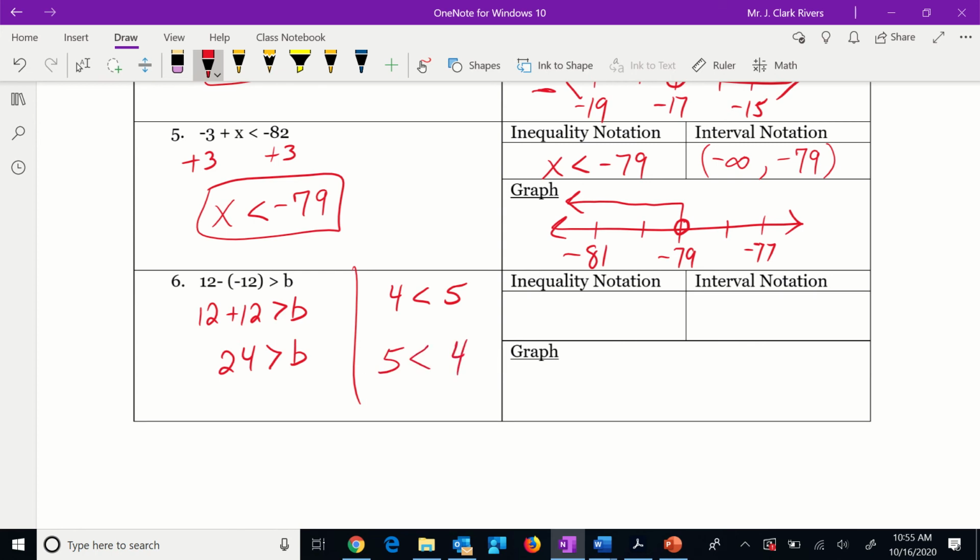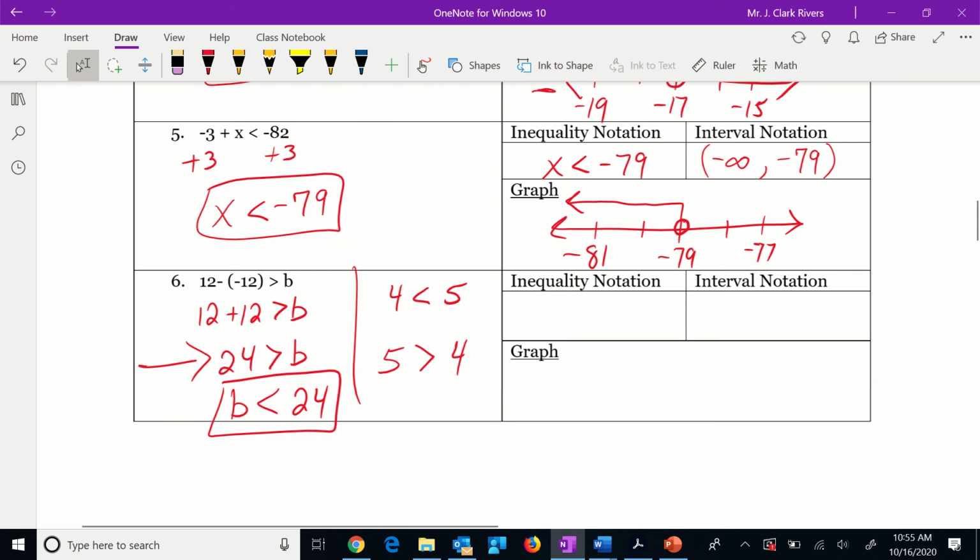Is this true now? Is 5 less than 4? No, it's not true. So if I flip-flop 4 and 5, like I did here, it will stay true if I flip my sign as well. So 5 is greater than 4. And we could do the same thing here with b. We can put b on the left side, 24 on the right side, and then change your sign. So there you go. I will take this as an answer.